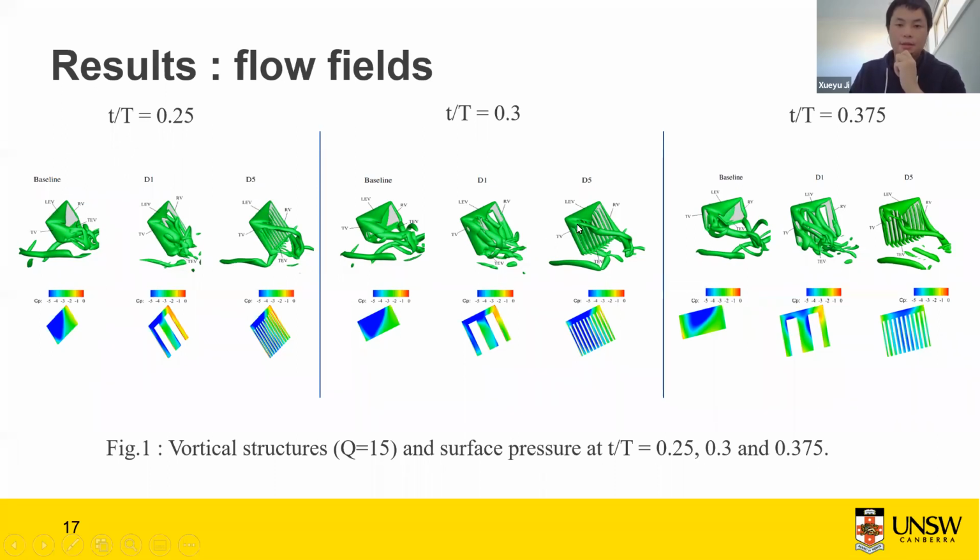And for the second time step, you can find that D1 also has the lower negative CP here. And if you look at the D5, especially at this region, you can find that the negative CP is higher than that of the baseline, which accounts for the highest CL. And for this time step, you can find that near the trailing edge, the CP is still the lowest, and that's why the lift coefficient of D5 is higher than the other two cases.